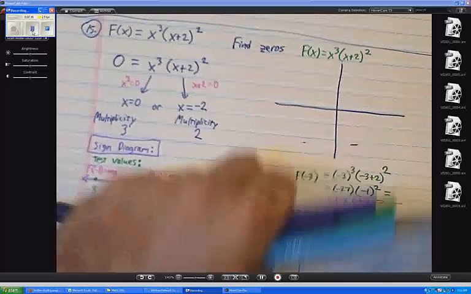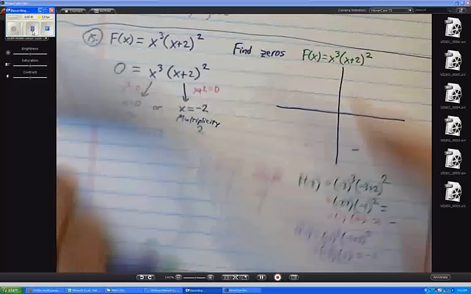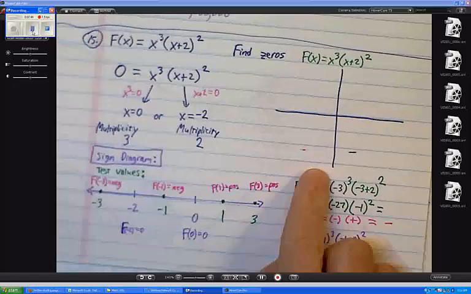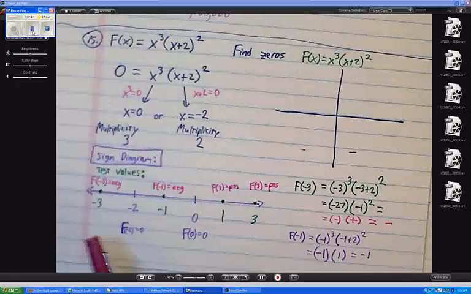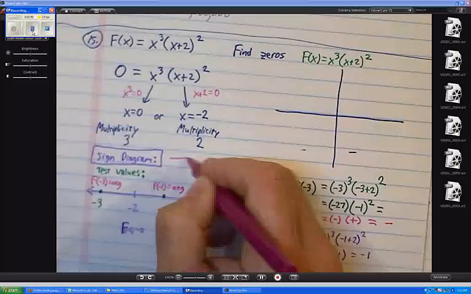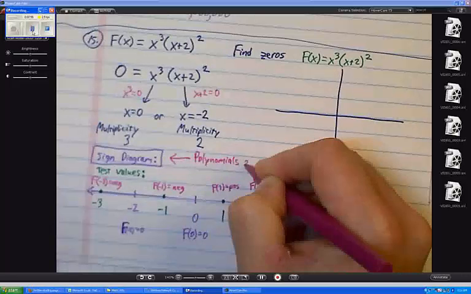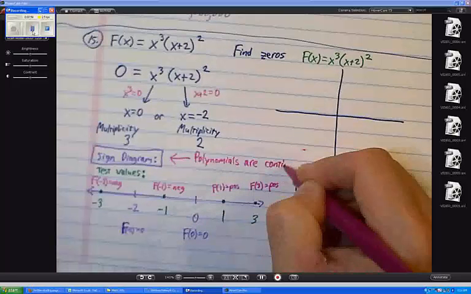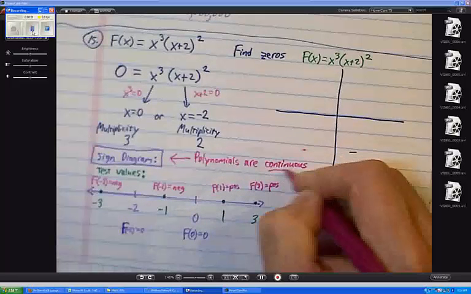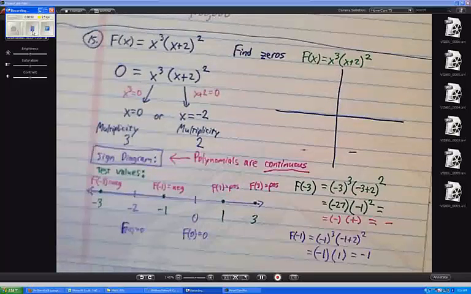All right. Now, back to the graph. So, the reason that this sign diagram works is because polynomials are, and the word is, continuous. There's the word. What does that mean? It means I can draw the graph with one stroke of the pen. That's a weak definition. But it's actually good enough for this class. If you take calculus, you'll get a real definition of continuous. But for us, it just means I can draw it with one stroke of the pen.